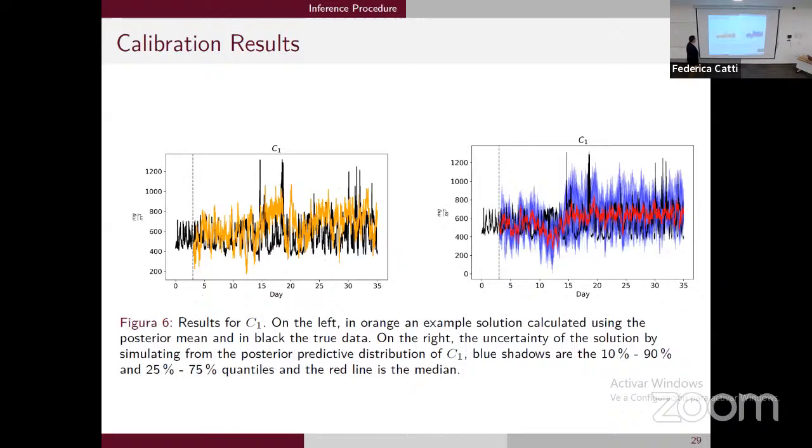These are the calibration results for C1, the CO2 concentration in the greenhouse air. The results also were okay, but again, the model has some trouble detecting peaks. We see it here and here.